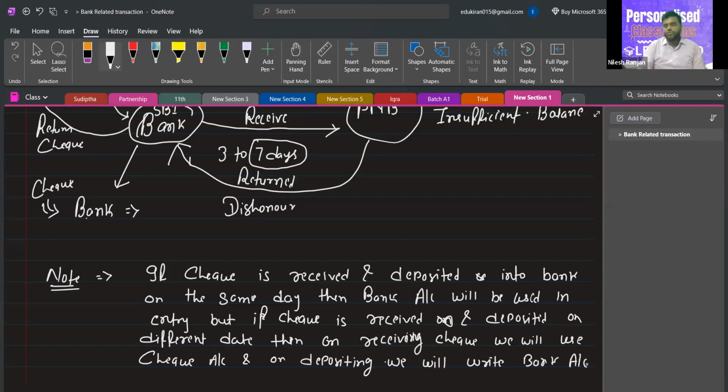Okay, so let's assume that you received a check today and you deposited that check into your bank account on the same day. So the check is received and deposited on the same day, then you don't have to write check account. But sir, even if we deposit the check on the same day, what if after some days the check is dishonored? Yes, I will explain that to you also.